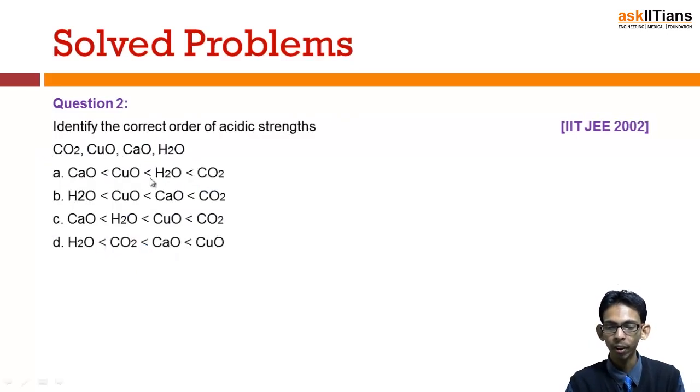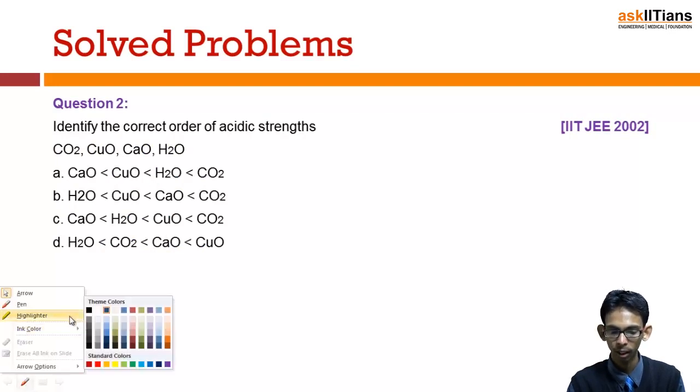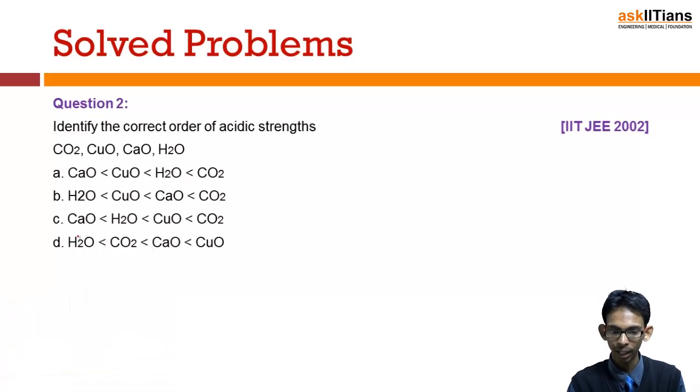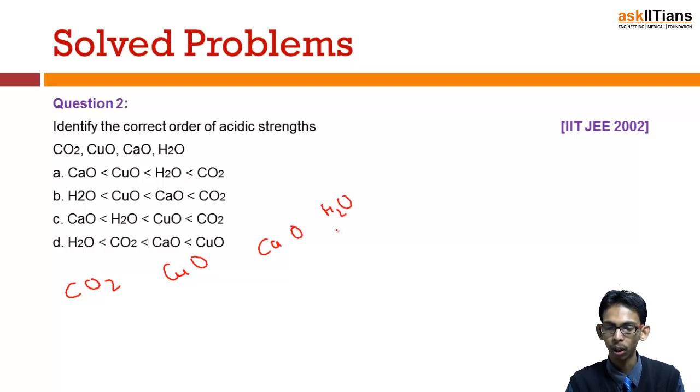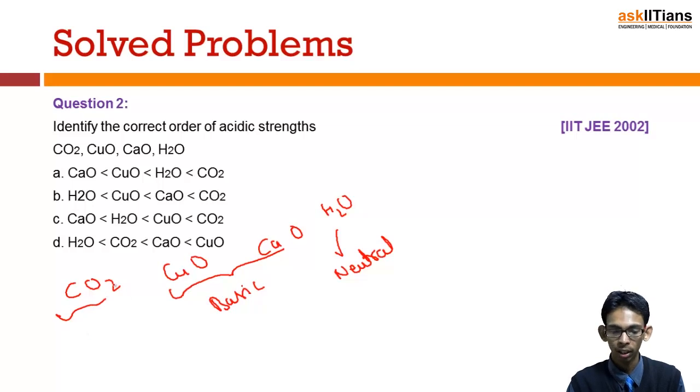Next, identify the correct order of acidic strengths. We have to find out the correct order of acidic strength. We are given CO2, copper oxide, calcium oxide and water. We know water is neutral, while copper and calcium are metals, so their oxides would be basic, and carbon is a non-metal, so its oxide would be acidic.